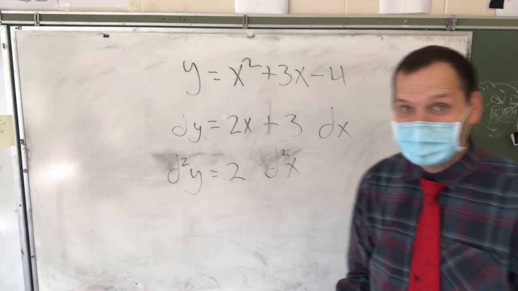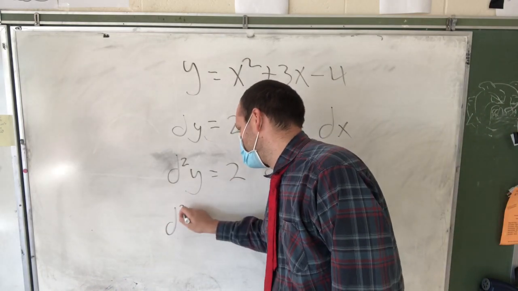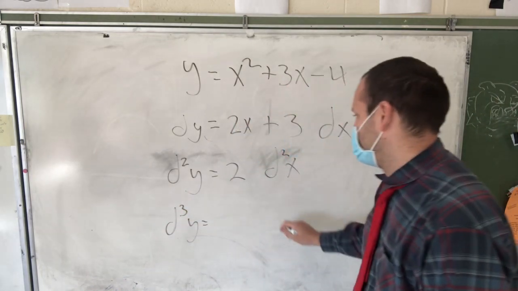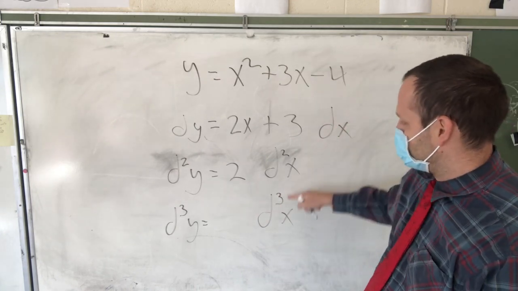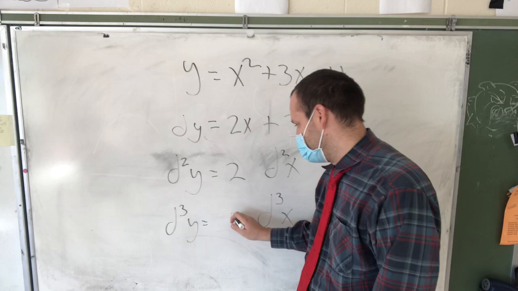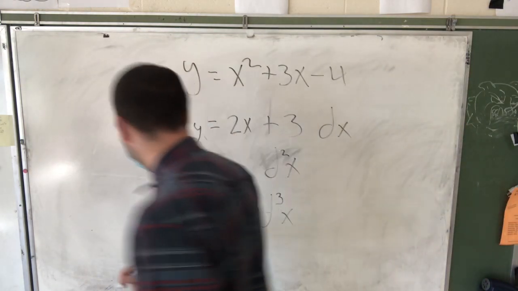Could we take the derivative again? Absolutely we can. We take the derivative again. d3y equals something d3x. Okay, it's just saying what derivative it is. Well, in this case, it would be the 0th derivative. Okay, it would equal 0. The derivative of 2 is 0.